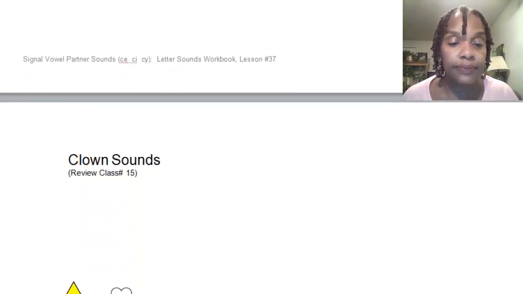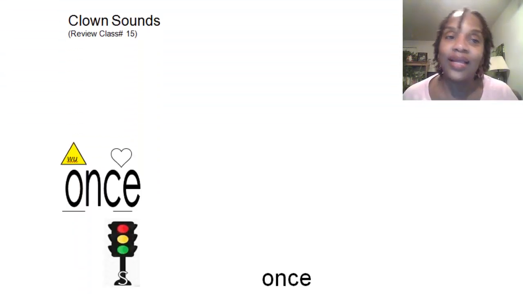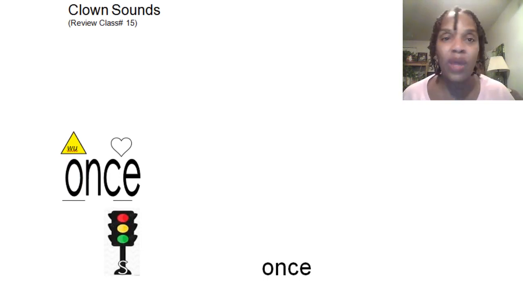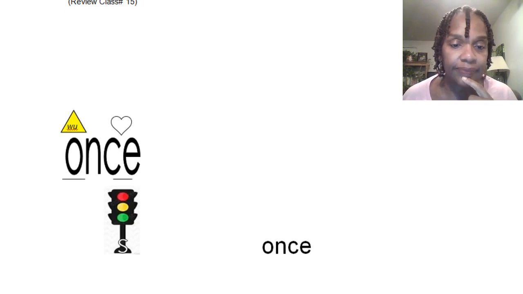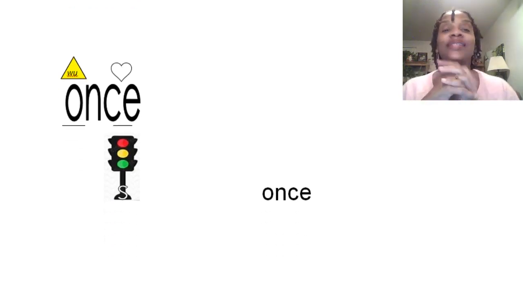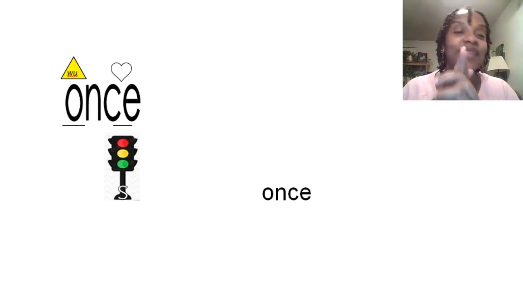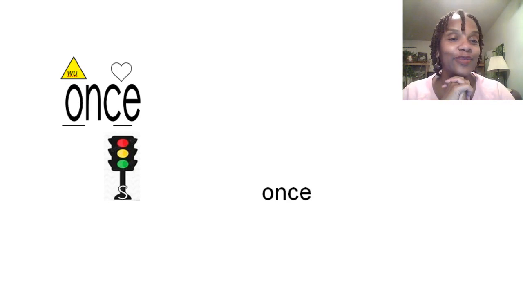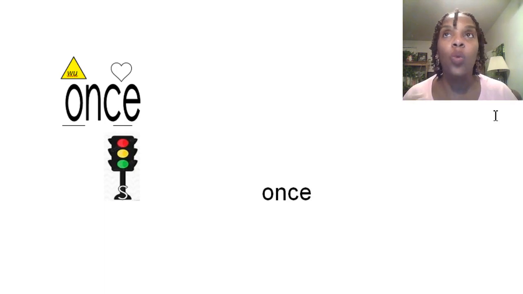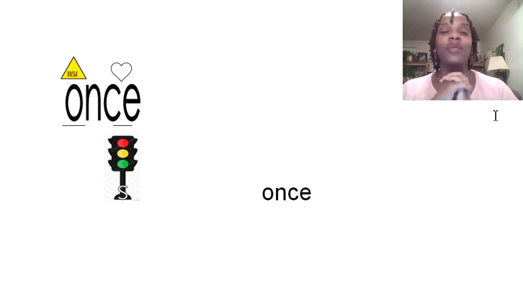Moving right along. Clown sounds. Let's talk about clown sounds. Remember we learned about clown sounds way back in class number 15. All right? So, using the sound out clues that I provided for you, can you sound out this word before I give you the answer? And let me just tell you, the letter O in this word is clowning around saying, wah. It's making the W-U sound. Wah, wah, wah. Okay? So, sound out that word for me.